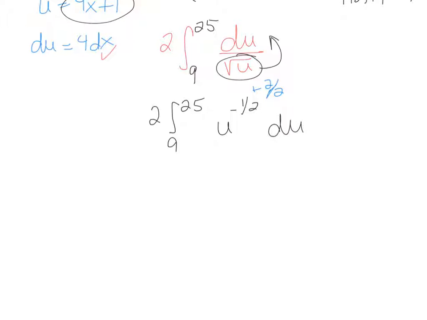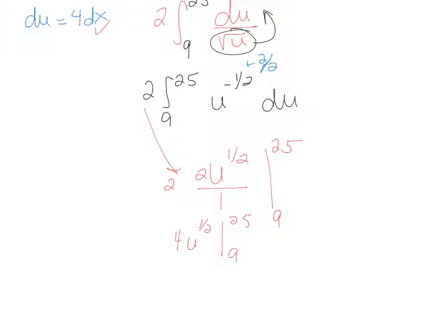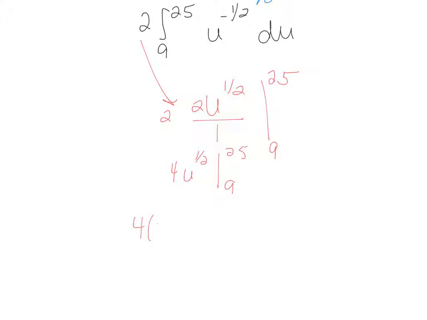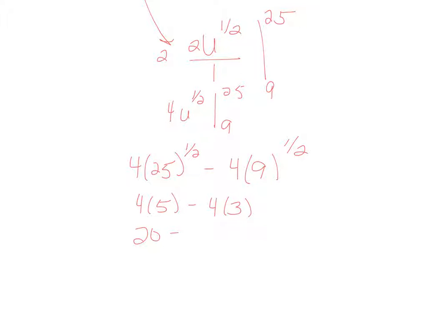So now what I get is u to the 1/2. You're dividing by 1/2, but really we're going to flip that and make that 2 over 1. And I'm not going to forget the 2 on the outside here, and that I'm integrating this thing from 9 to 25. Just cleaning this up, I get 4 u to the 1/2, 25, and 9. And I'm going to do upper minus lower. So I have 4 times 25 to the 1/2 minus 4 times 9 to the 1/2. That's 4 times 5 minus 4 times 3. 4 times 5 is 20 minus 12, which gets you a value of 8.